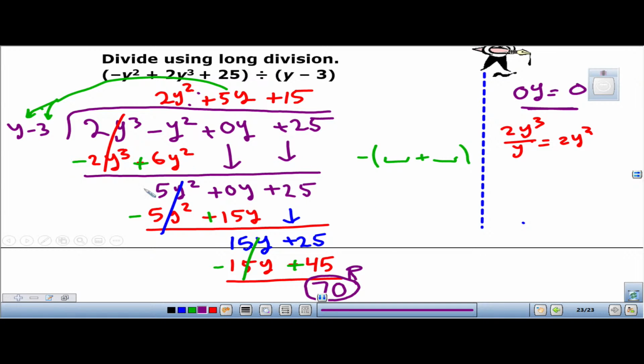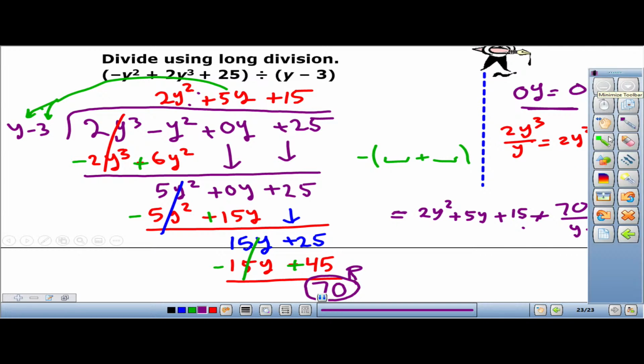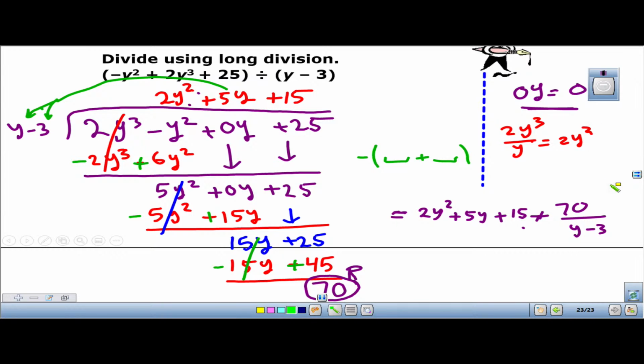So how do you write this down? How do you write the answer? Okay, the answer is going to be equal to, I've got 2y squared plus 5y plus 15 plus 70 divided by whatever the divisor is. What's the divisor? y minus 3. This is the answer for our long division problem.